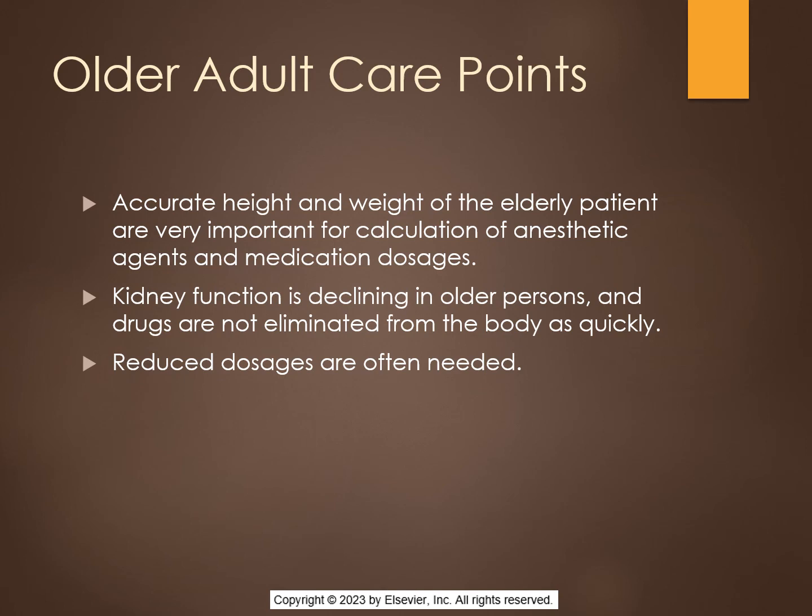Take a look at the older adult care points on page 79 in the red box. The physiologic changes that occur with aging will affect the way the drugs are taken up, used, and excreted. Obtaining an accurate height and weight of older adult patients is very important for calculation of anesthetic agents and medication dosages. Adverse drug responses are increased in the older adult population. In general, smaller dosages of drugs are required, and fat-soluble drugs in particular will have a longer duration of action and a slower elimination period.